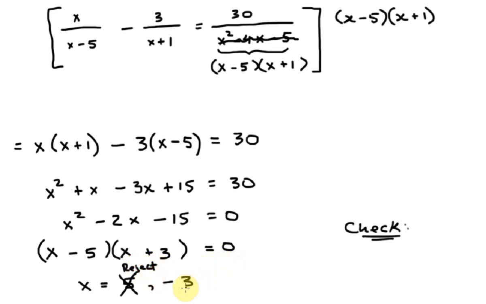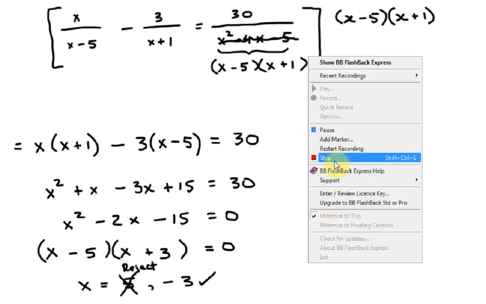Okay. Negative 3, on the other hand, doesn't cause any trouble. Okay, there's no zeros as denominators, so this one's good. And that's all there is to it. What I'm now going to do is I'm going to stop because I don't want to drag this process out, and I'm going to come back with other stuff in a little while.